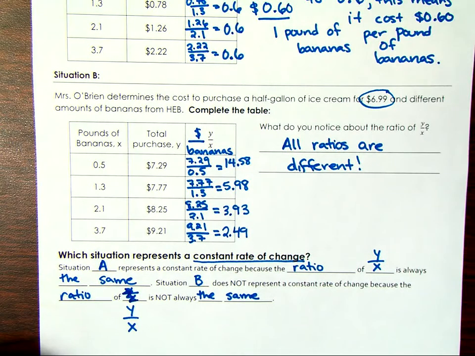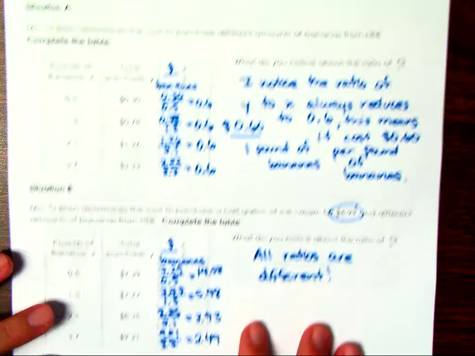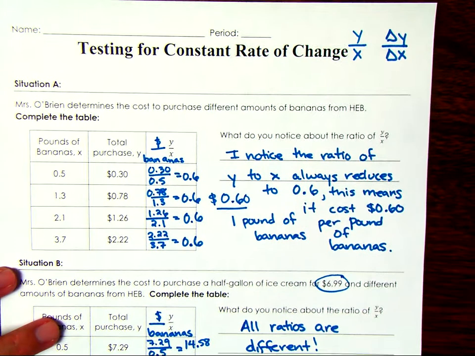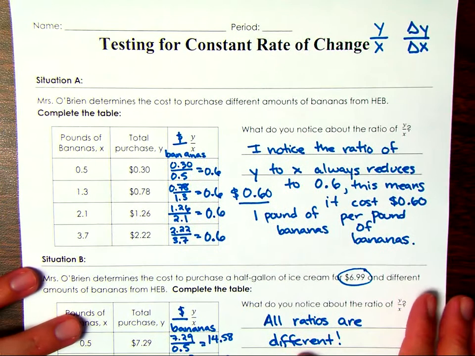So remember, constant rate of change, we're going to compare our ratio of y to x, or the change in y over the change in x. So this is how you're going to be testing for rate of change once you're given that situation.